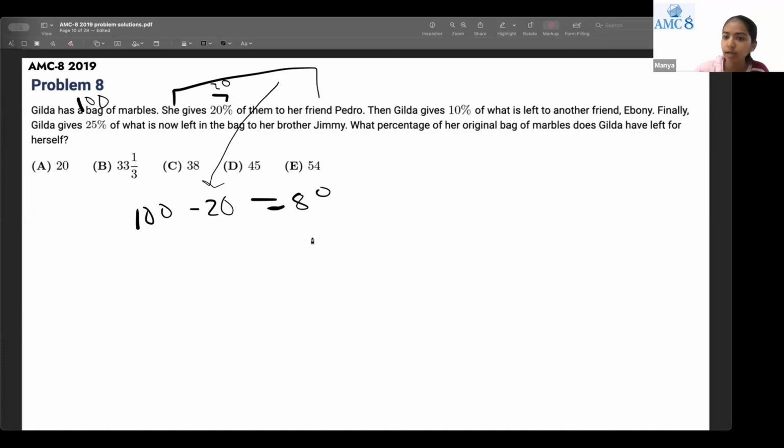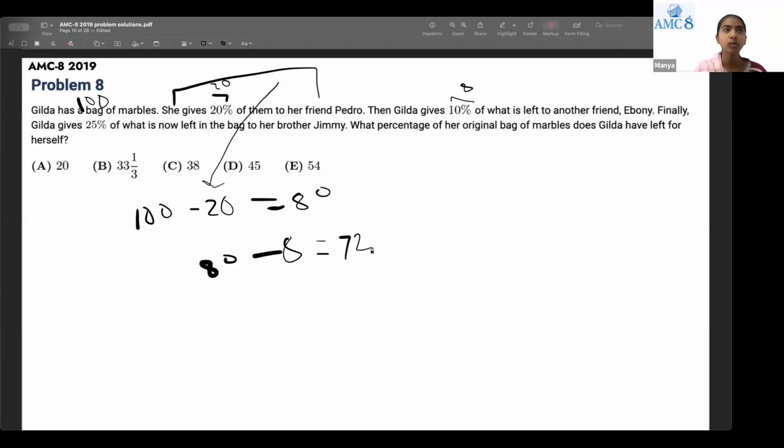And then she gives 10% of what is left to her friend Ebony. So 10% of 80 is equal to 8. And so she gives 10% of that. So then we would do 80 minus 8, which is equal to 72. So she still has 72 left.